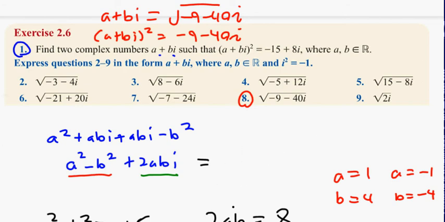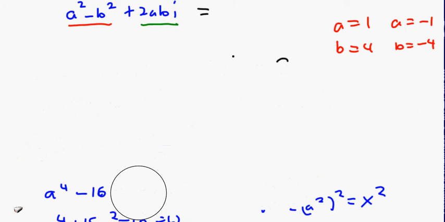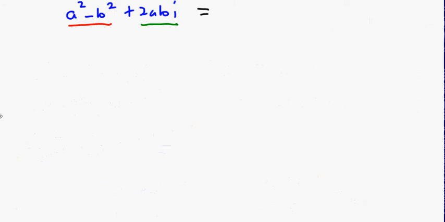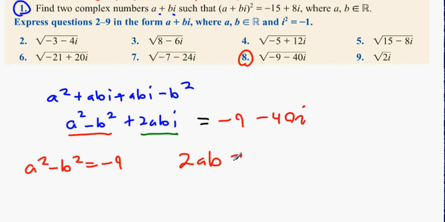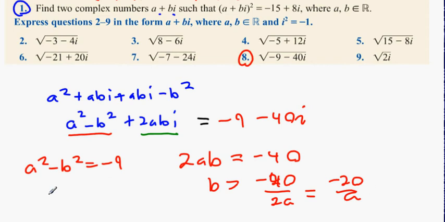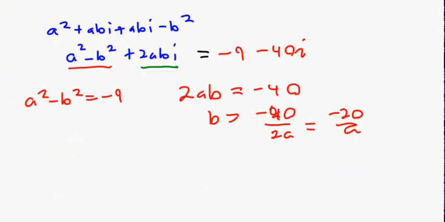I'd square it out, and upon squaring it out, I'd have minus 9 here, minus 40i here, and then we have an equation of a squared minus b squared equals minus 9, and 2ab equals minus 40. Like last time, b is going to equal minus 40 over 2a, which is minus 20 over a, and then we're going to figure out what a is.